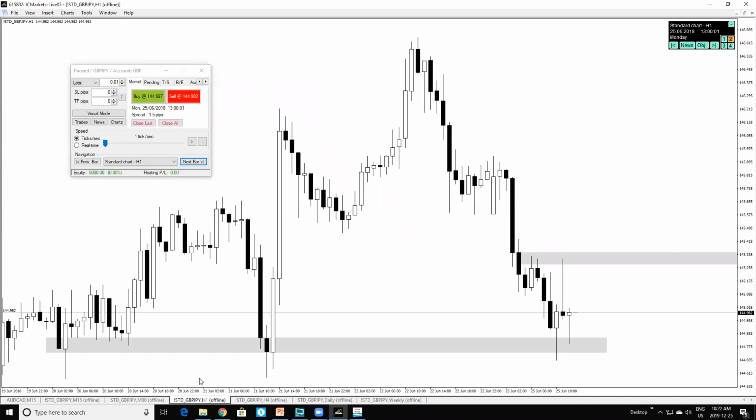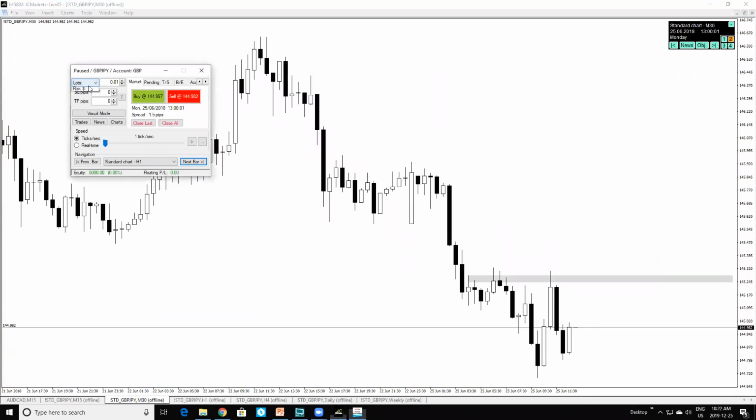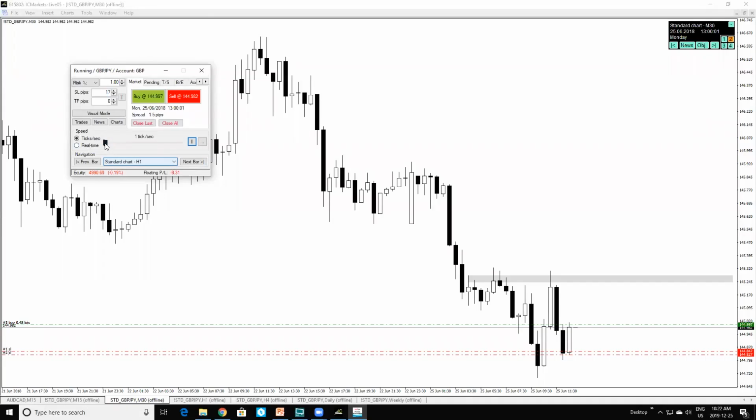Let's see here. Our risk is going to be 1%. Stop is going to be around 15 pips, and take a buy over here. Got the stop right down there. Oh, need a bigger stop loss over here. Buy, perfect. Awesome. And the target is up over here, and away we go.